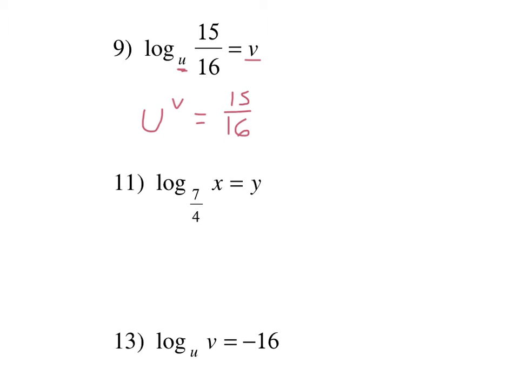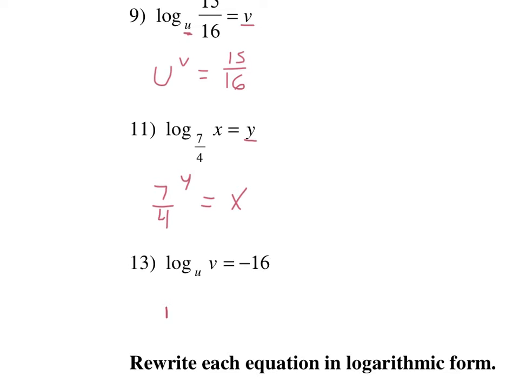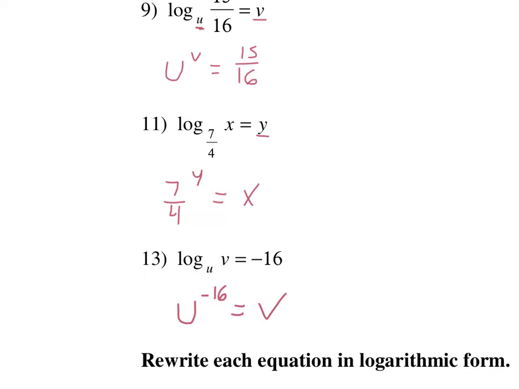Number 11, we take the base out of the basement. Our exponent comes from the other side of the equal sign, and then that's equal to x. And 13, we take the base out of the basement. Our exponent comes from the other side of the equals, and that's equal to v. Any questions on these three?